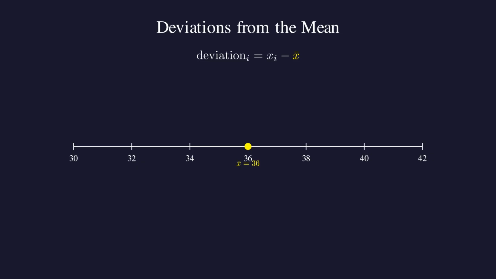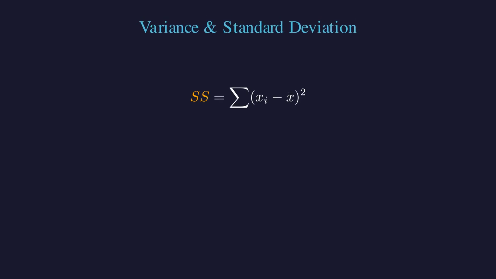A deviation is how far each value is from the mean. The value 33 has a deviation of 33 minus 36, which is -3. The value 40 has a deviation of +4. Notice, deviations left of the mean are negative and right of the mean are positive. We cannot simply average the deviations because they always sum to 0.